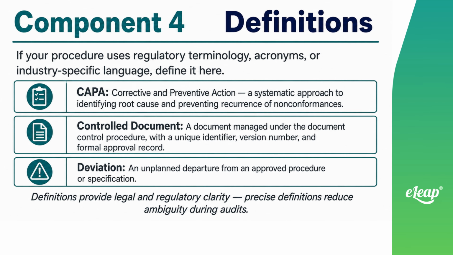Component 4, definitions. If your procedure uses regulatory terminology, acronyms, or industry-specific language, define it in this section. This is especially important for organizations operating across multiple sites or regions where terminology may not be universally understood. Definitions also provide legal and regulatory clarity. In the event of an audit finding or dispute, precise definitions reduce ambiguity and demonstrate intent.